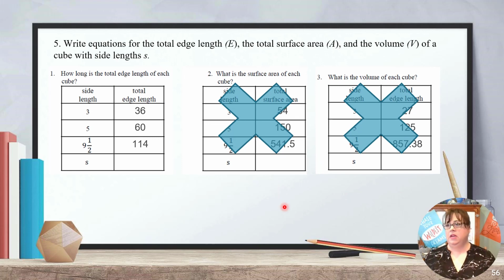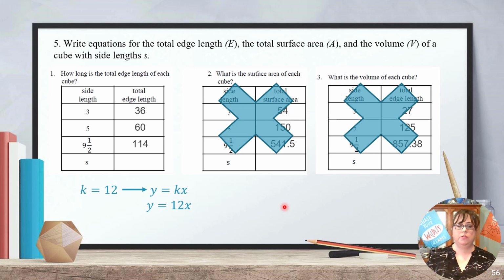So now that I've eliminated number 2 and number 3 from being proportional, we write an equation of the cube with the side lengths. There's only one that I have to write the equation for because we only have one that's proportional. And remember, k was equal to 12 in this one, and we're putting it into y equals kx. So our answer is y equals 12x. It's just substituting in our k into y equals kx. Because they gave us a variable of s right here, we do need to use the variable that they gave us. So we are going to use 12s to represent this expression.